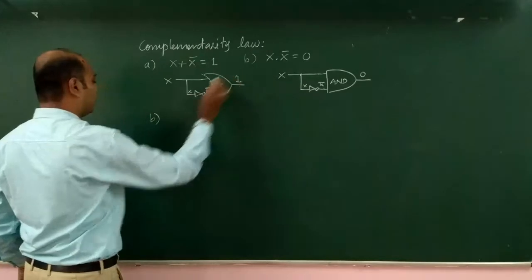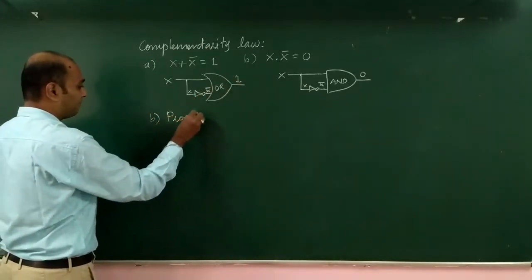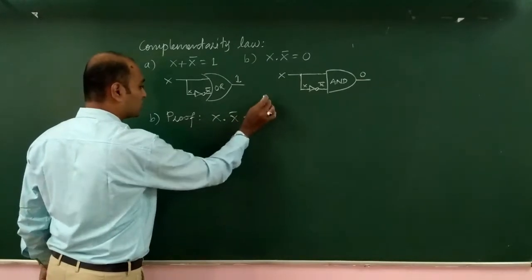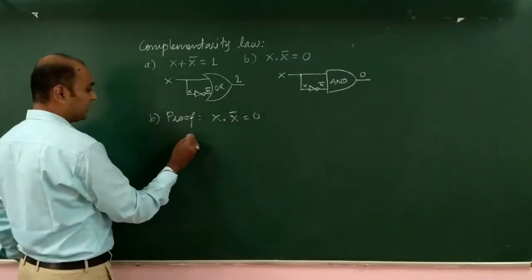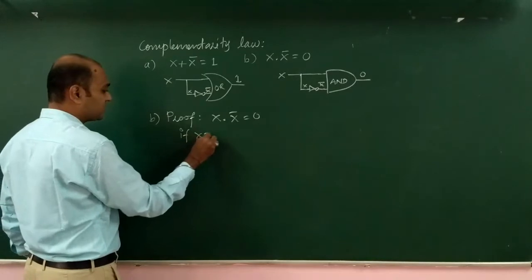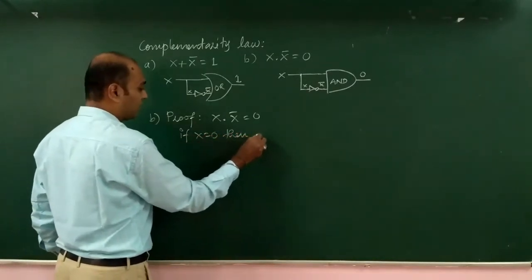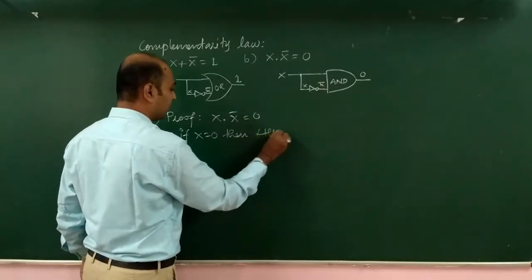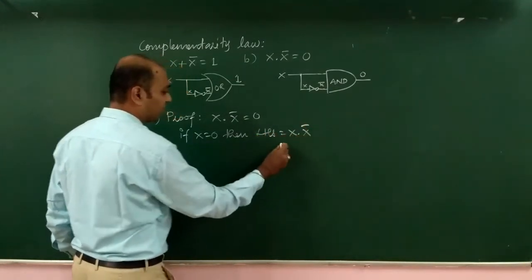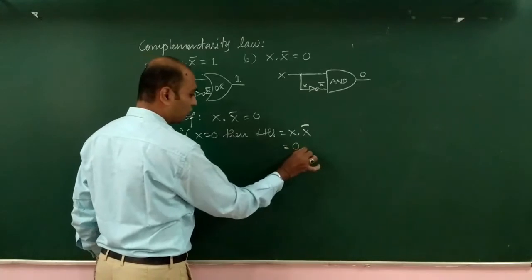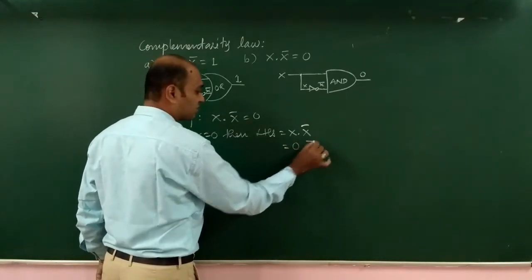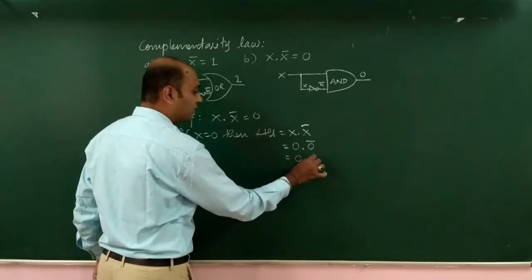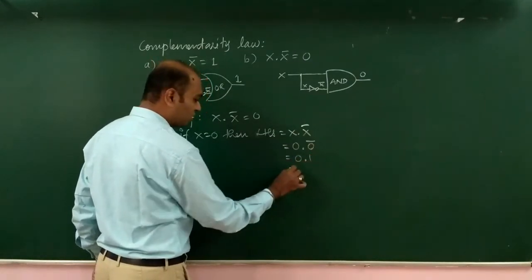We will write proof: x and x bar is equal to 0. We need to prove, right? Yes. If x is equal to 0, then we will write x and x bar, that is LHS is equal to x and x bar. Here x value is what? 0 and x bar is 0 bar. Here we will write 0 and 0 complement gives me 1.